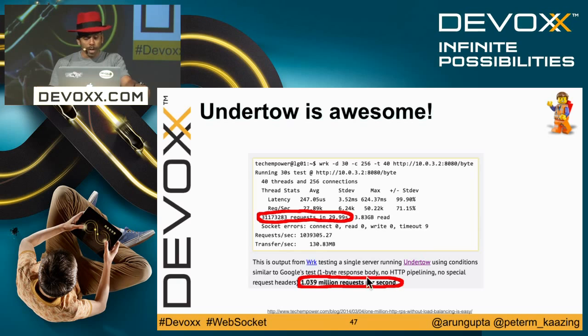And here are the benchmarks that came out. They were able to do 1 million requests per second on a beefy machine, and this is without any customization. There is no customization, no tuning, nothing that's done. So it's effectively 31 million connections over 30 seconds, so more than 1 million per second. That kind of gives you the ballpark of how powerful Undertow is.